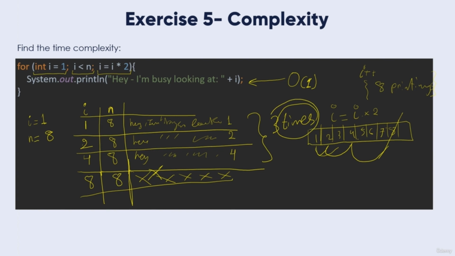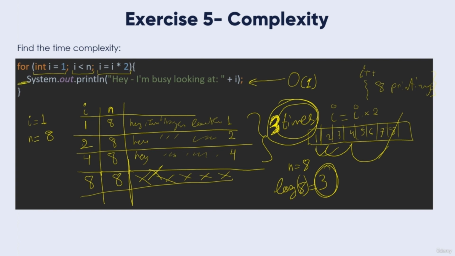This number is very important. 3 times is very important. In math, we have n equal to 8. Log 8 is equal to 3. So we entered n equal to 8, and we executed the message System.out.print 3 times. This means the complexity is executing 3 times. We are executing this algorithm 3 times.